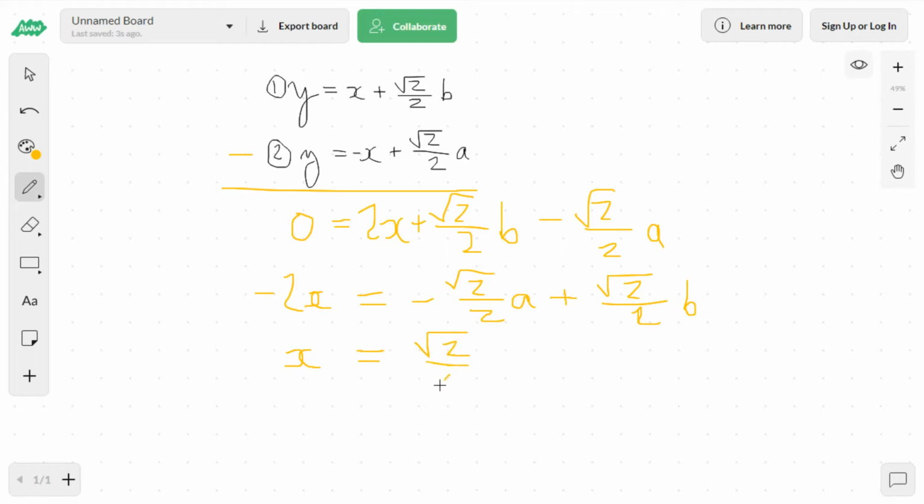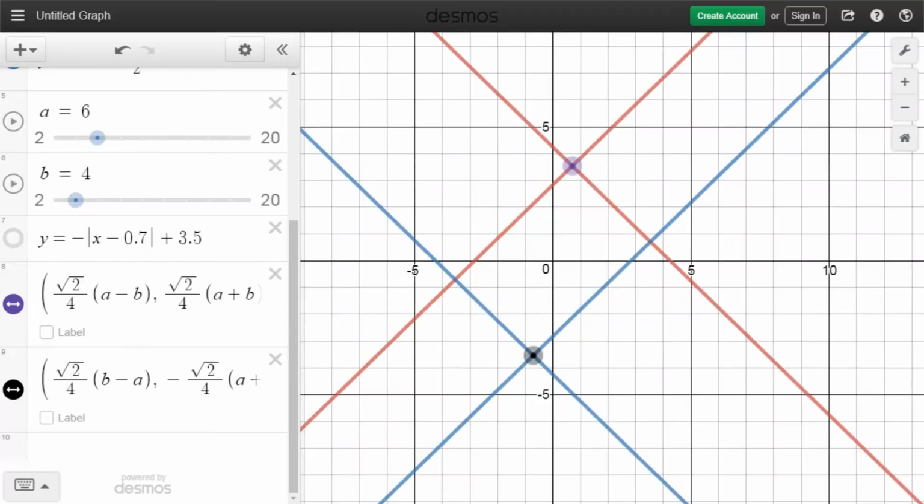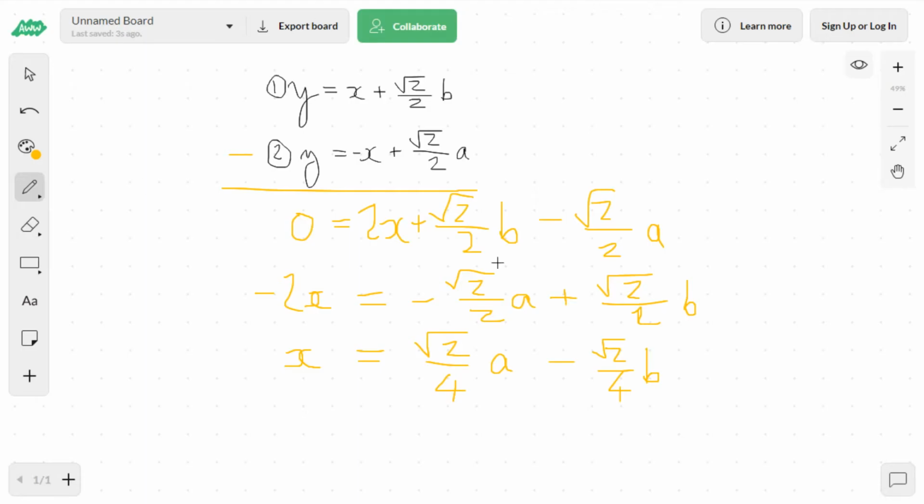So it's going to be root 2 over 4a minus root 2 over 4b, or in other words, root 2 over 4 times (a minus b), which is what we had over here. So I think we're all good. Okay, so that was the method of elimination.